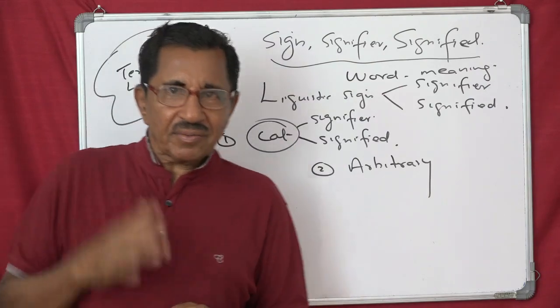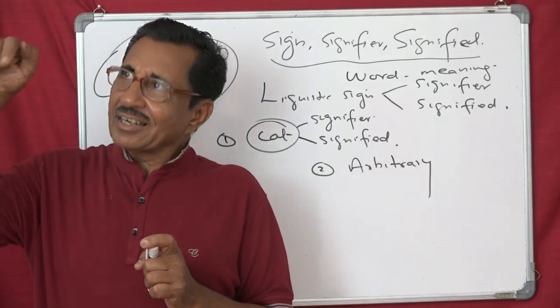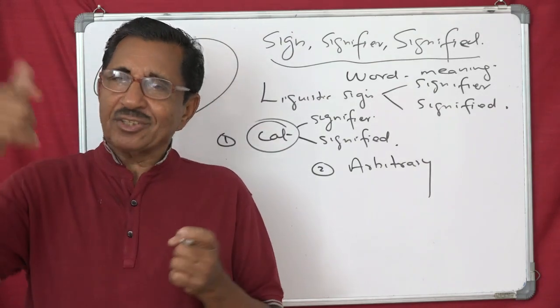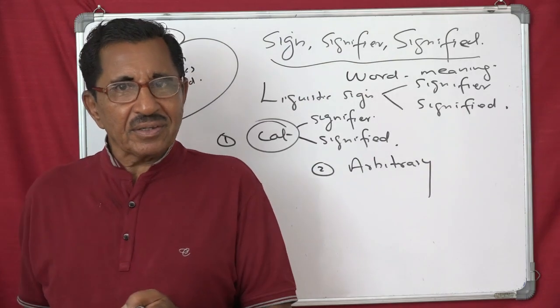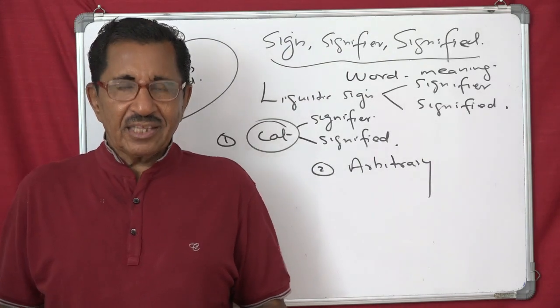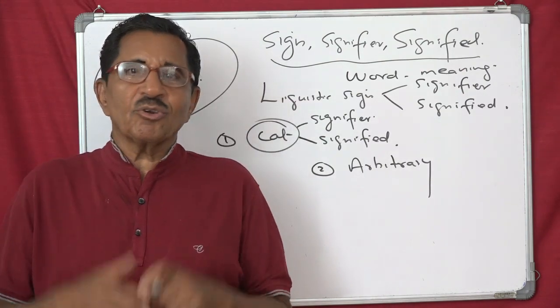Suppose it is the other way around. Suppose all the people agree that red means go and green means stop. You will follow that, that's all. That's what is meant by arbitrary. There is no reason for it. There is no natural connection. There is no explanation for this. There is no logic for it.